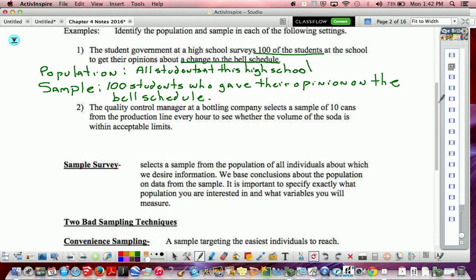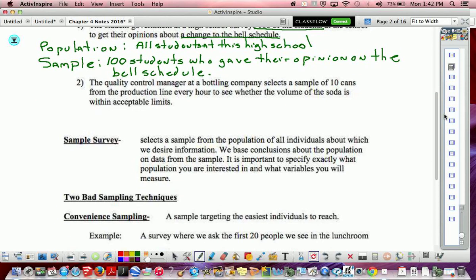Alright, so now number 2 is a great example, because so many of us want to think the population has to be people, but it doesn't actually have to be that way. It says the quality control manager at a bottling company selects a sample of 10 cans from the production line every hour to see whether the volume of the soda is within acceptable limits. So what's our population here? Let's be even more specific than just cans. Cans from the production line per hour.